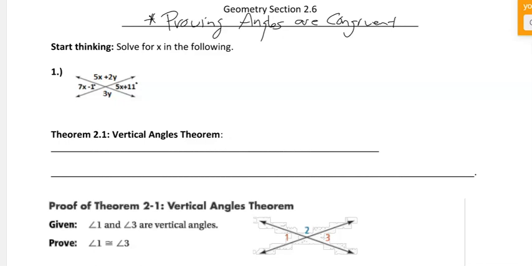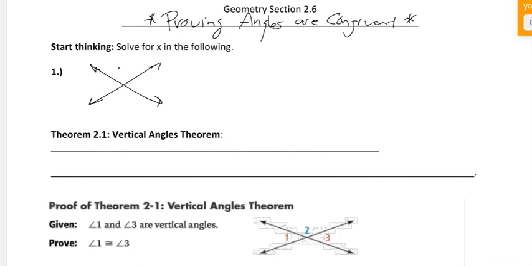Even though that is the major part of what we're going to be doing, the whole first part, we're also just going to be doing more basic proofs. With the start thinking part, I want you to redraw this.